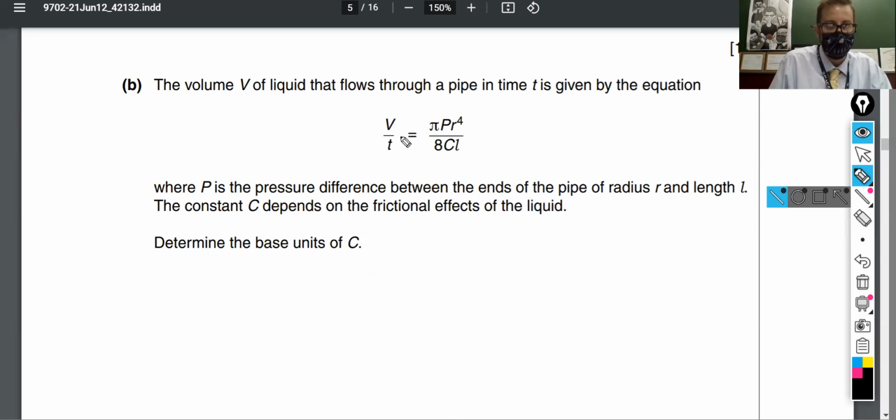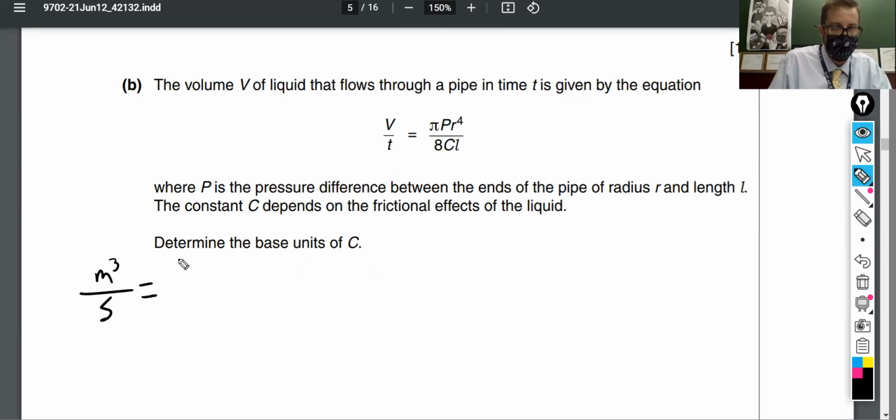Let's work through it. On the left side, now all we care about is the units of C. That's what we're trying to solve for. On the left side, we've got volume per time. Just a minute ago, we said volume was meters cubed. Time we know is seconds. Our job is to make the right side equal to this.